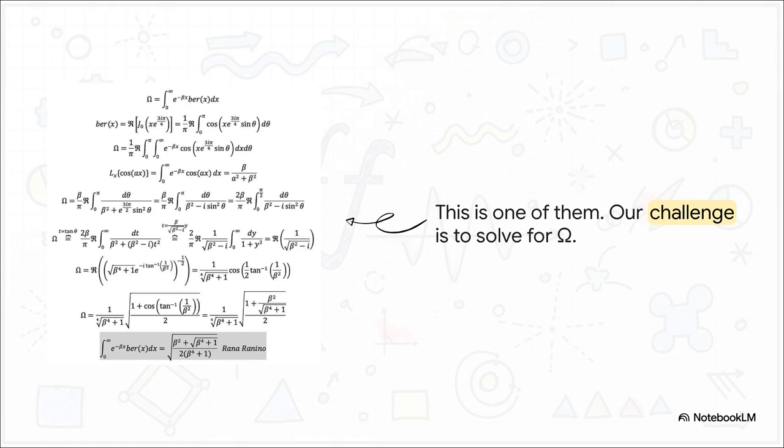So, here it is. Meet our mathematical monster. Now, I know there's a lot of stuff on this slide, but just ignore all that for a second and look at the very first line with me. That's our target. The integral of e to the negative beta x times this funky-looking function called brex. Our entire goal here is to find the answer to that integral, which we're just going to call omega.